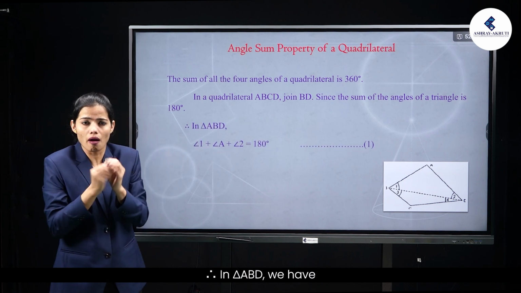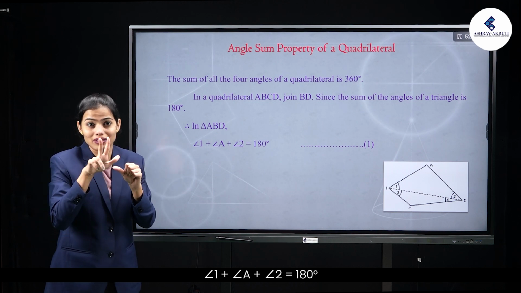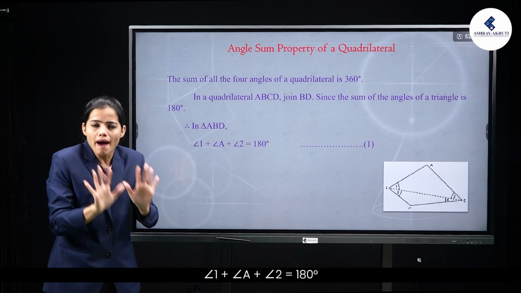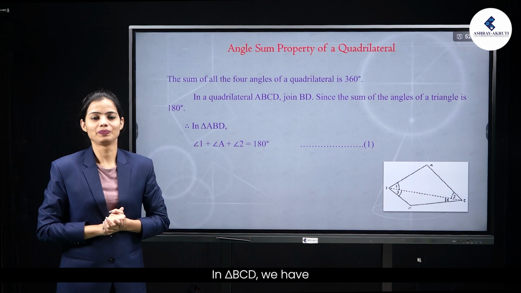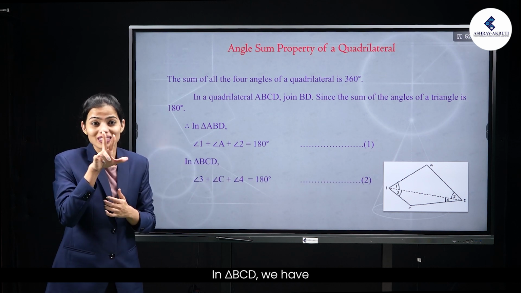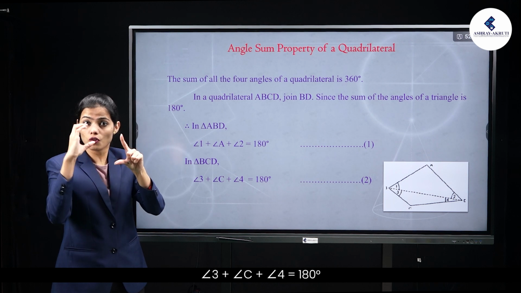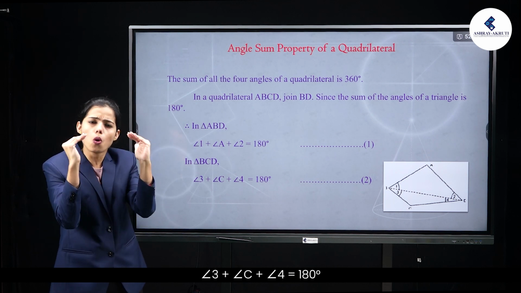Therefore, in triangle ABD, we have angle 1 plus angle A plus angle 2 is equal to 180 degrees. Equation 1. In triangle BCD, we have angle 3 plus angle C plus angle 4 is equal to 180 degrees.